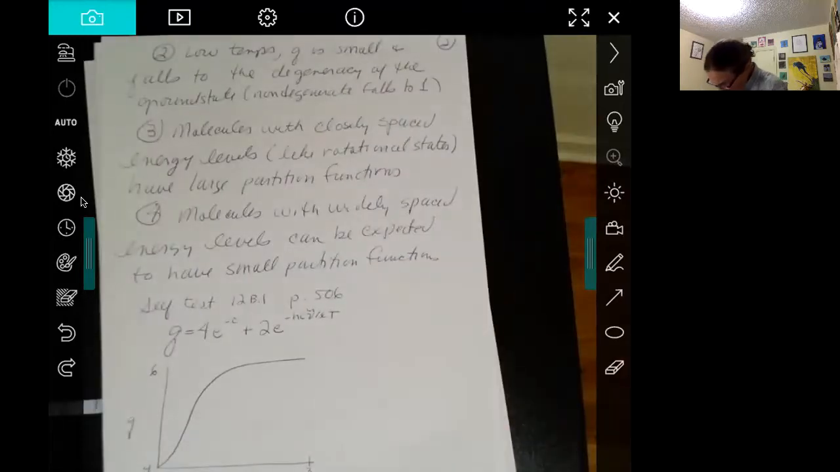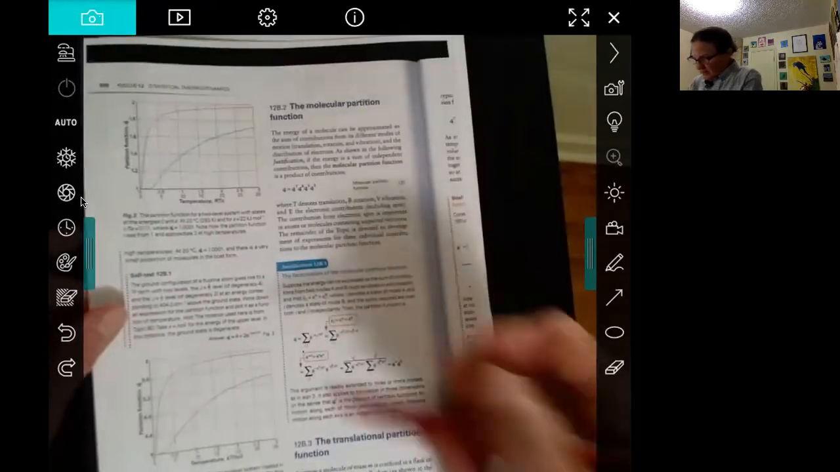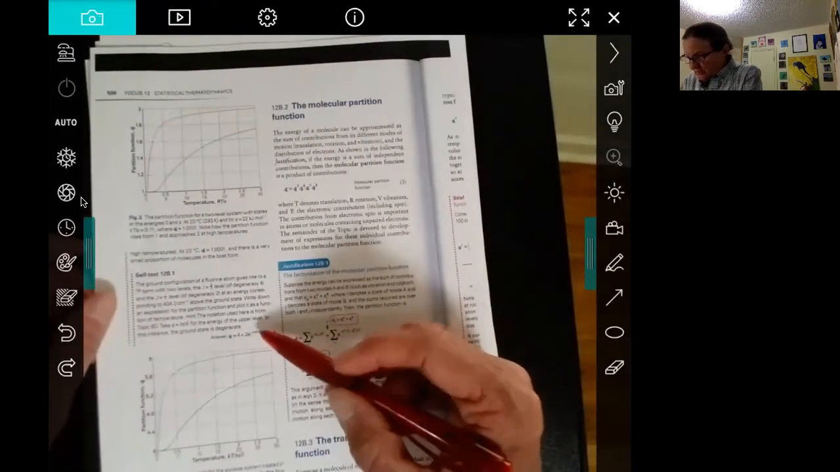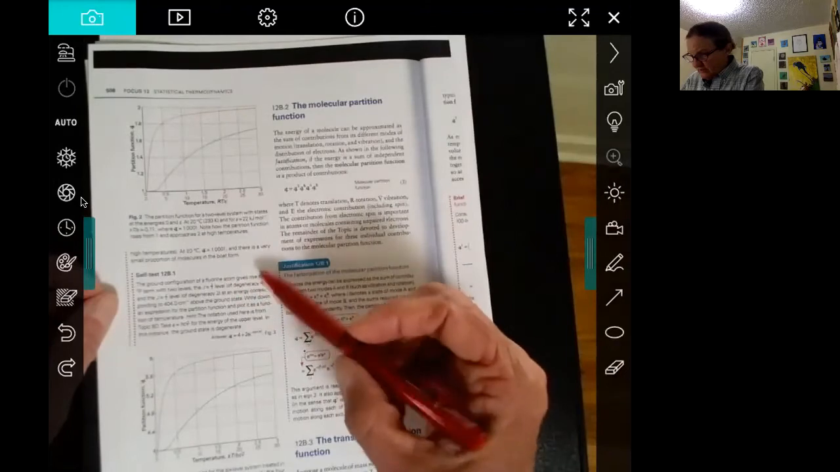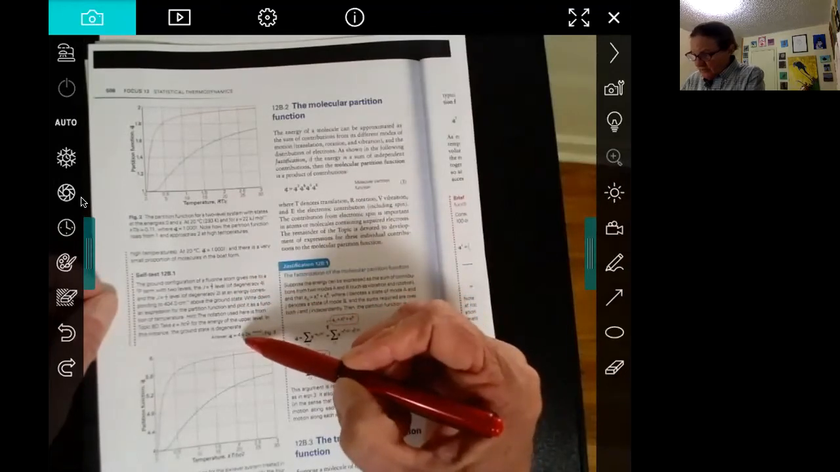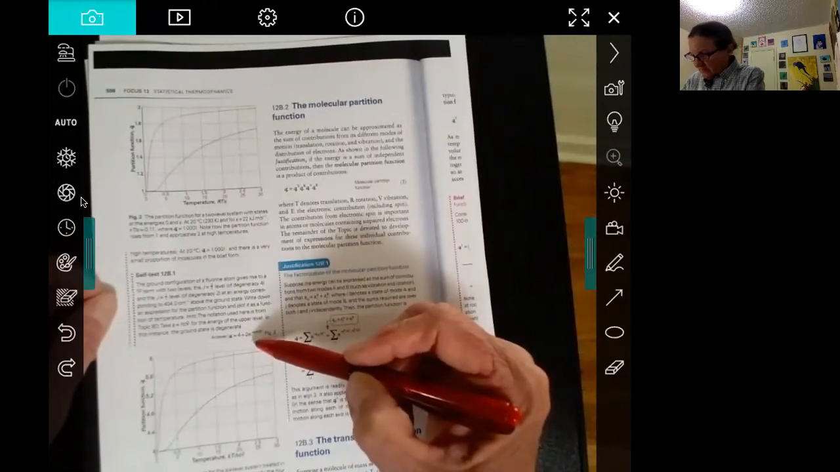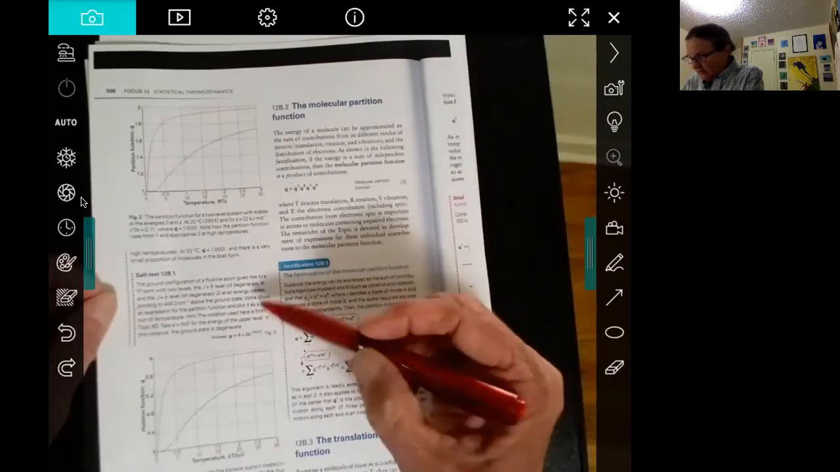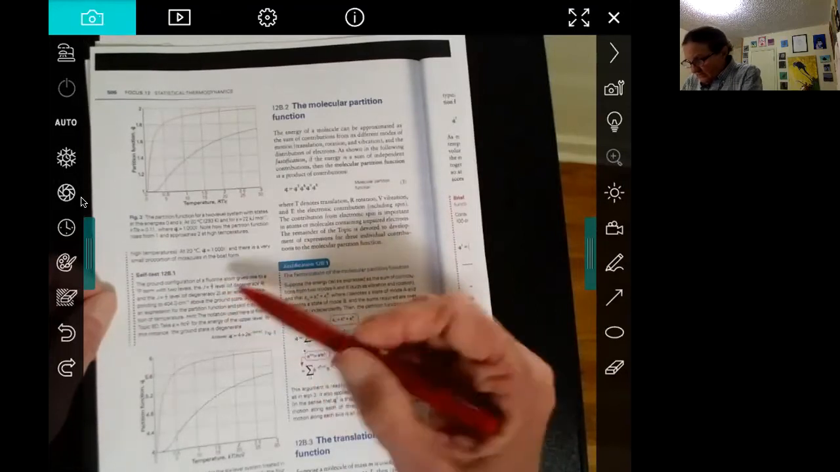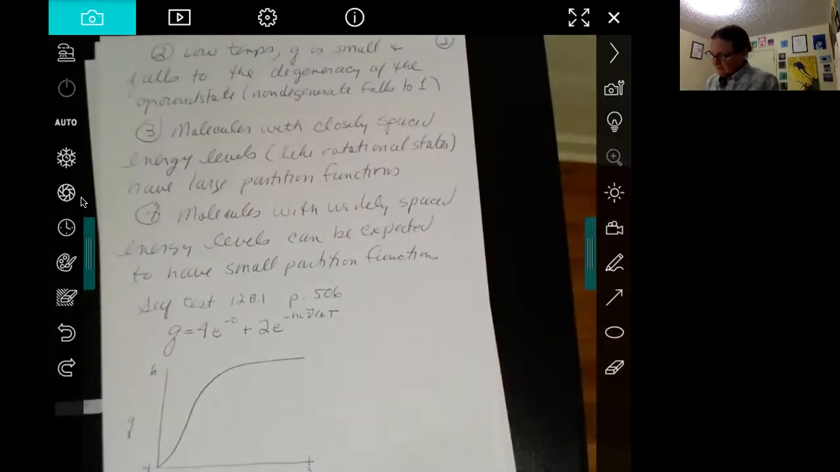So, self-test 12B.1. You can just write out the partition function. The degeneracy of the ground state is 4, and so 4 times e to the minus 0 is 4, plus 2 for the degeneracy of the next excited state, and then it's e to the minus energy of that relative to the ground state. And it just gives you all of the numbers there. So you could make a graph that looks exactly like that one.